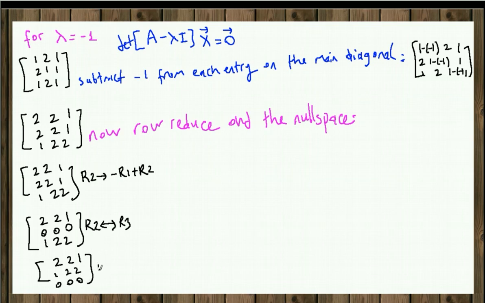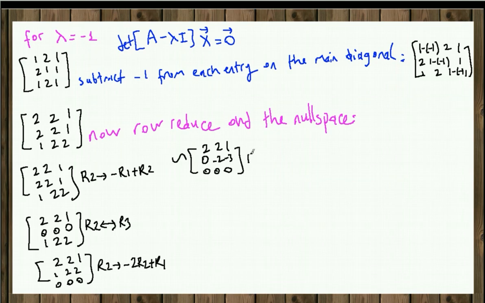Here we can change row 2 by negative 2 times row 2 plus row 1. And what we're going to get is row 1 doesn't change, row 3 doesn't change, and row 2 will be negative 2 times 1 is negative 2 plus 2 is 0. Negative 2 times 2 is negative 4 plus 2 is negative 2. Negative 2 times 2 is negative 4 plus 1 is negative 3.